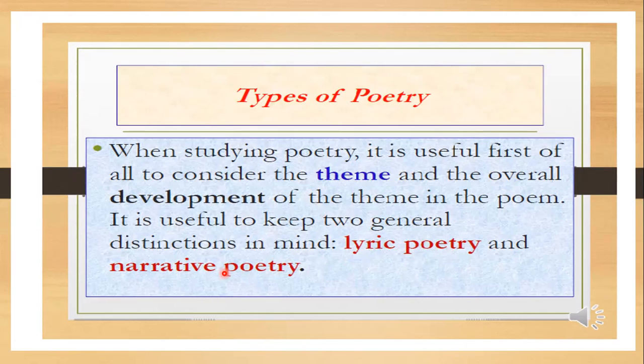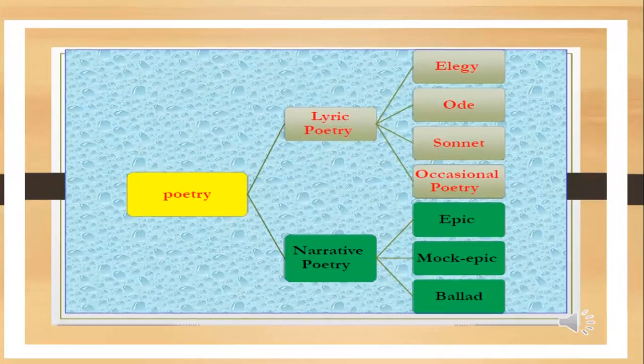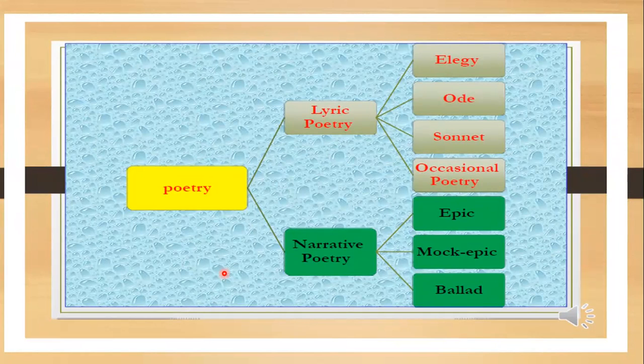So these are the most important types of poetry, or the most important types of poems, and according to that distinction, we can see that we have subtypes, as we see here in this graph. So poetry here is divided into two types: lyric poetry and narrative poetry. And lyric poetry is subdivided into elegy, ode, sonnets, and occasional poetry. Narrative poetry is subdivided into epic, mock epic, and ballad.